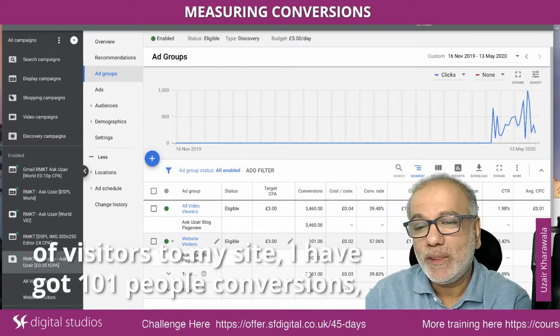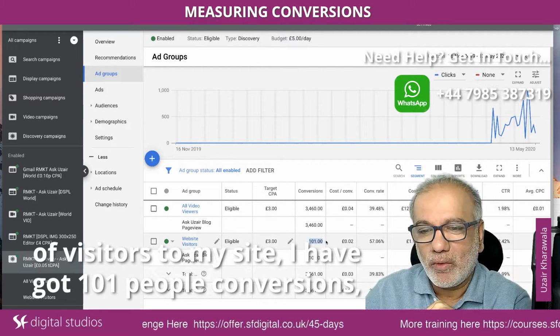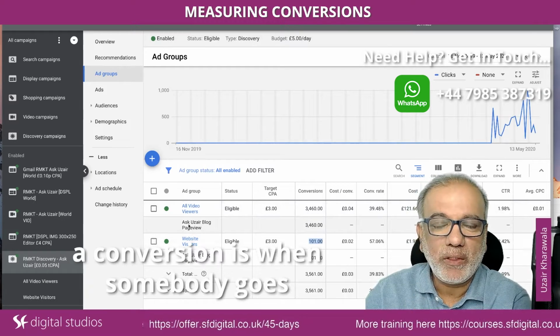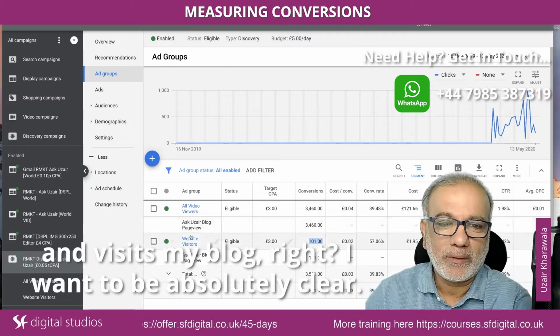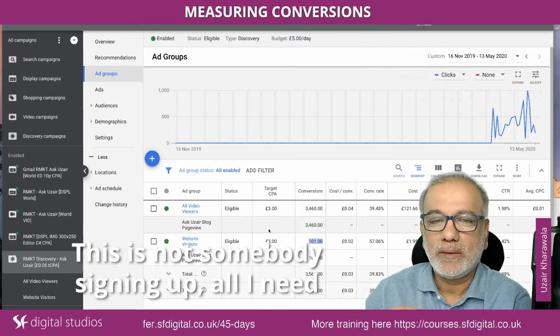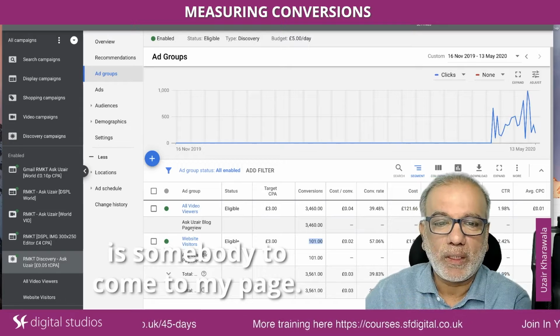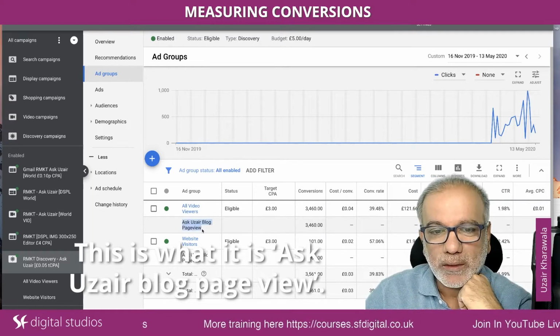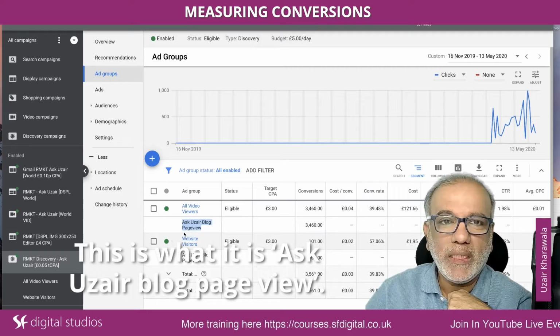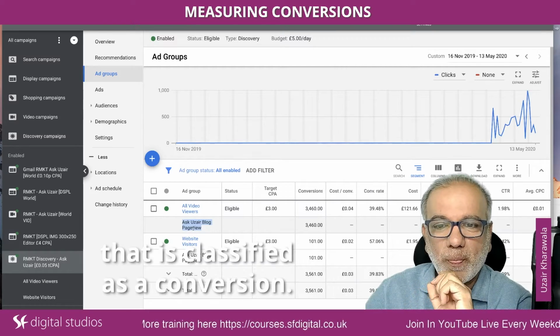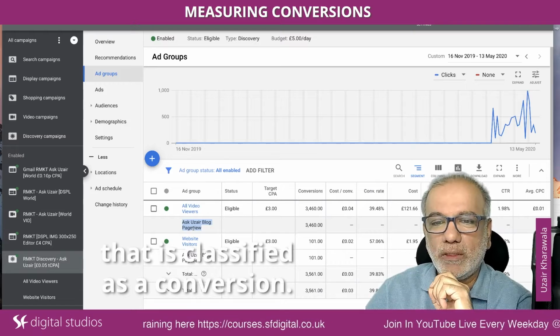Compared to the number of visitors to my site, I've got 101 conversions. A conversion is when somebody goes and visits my blog. All right, so I want to be absolutely clear. This is not somebody signing up. All I need is somebody to come to my page. This is what it is: Ask Uzair blog page view. So when somebody sees that page view, that is classified as a conversion.